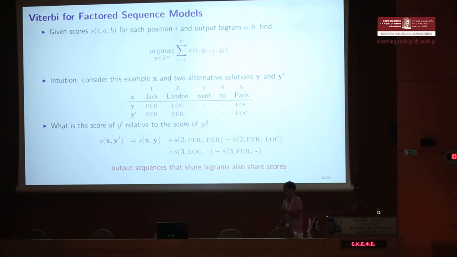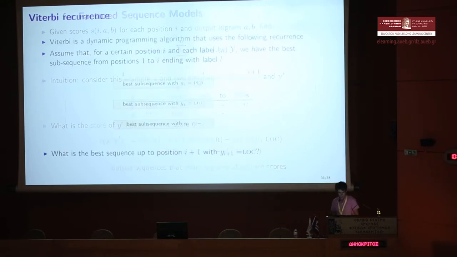This is unlike greedy models. Okay? Say that I'm doing a change here. A greedy model might have features that look at all the decisions before. So if I make a change in a greedy model, I need to go back, and I cannot say, well, this is going to be the same as the other but with this change. I cannot. There's no relation between different solutions and different scores. We don't know, right? Here we do, okay? So output sequences that share bigrams also share scores, okay?